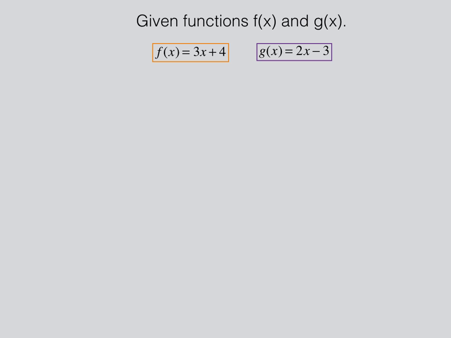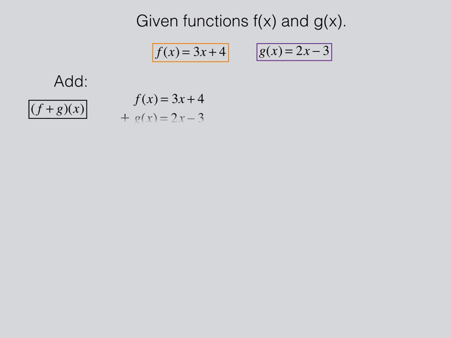f of x equals 3x plus 4 is a line that passes through the y-axis at 4 with a slope of 3. g of x has a y-intercept of -3 and a slope of 2. To add the functions together, we'll often see this notation. But what that really means is we're simply adding the two functions together.